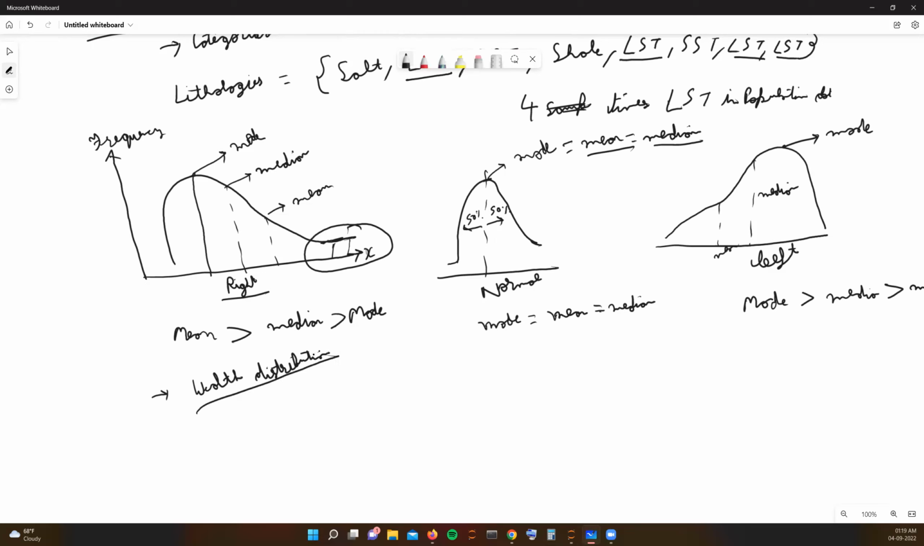In nature, generally not all, but 90% of the data is present in normal distribution only. For example, your age distribution is a normal distribution, height distribution is also a normal distribution, and the length of different types of machine parts is also a normal distribution. And in the left skewed distribution, one example is death rate.